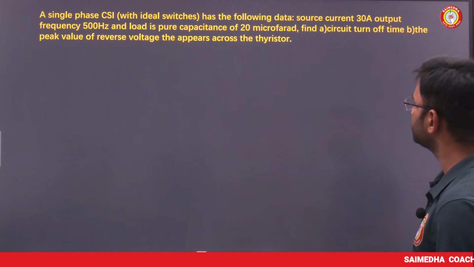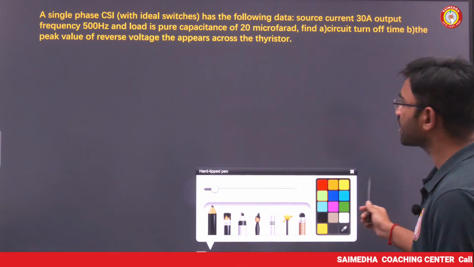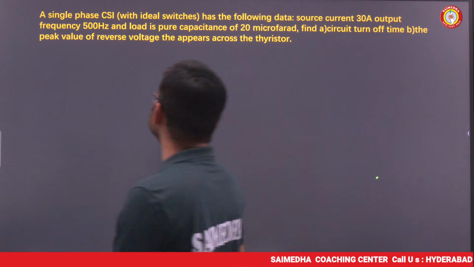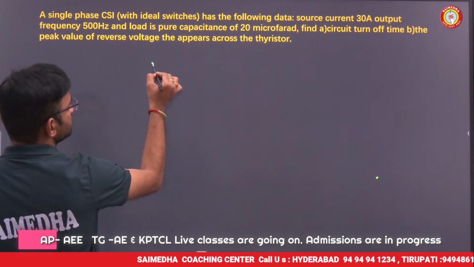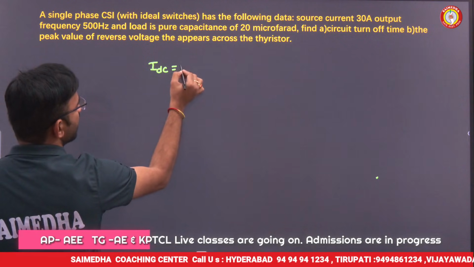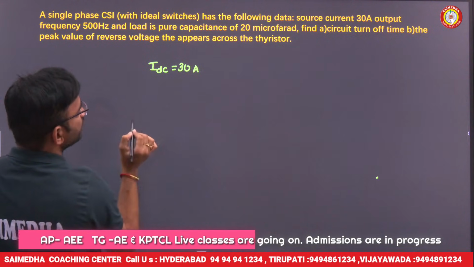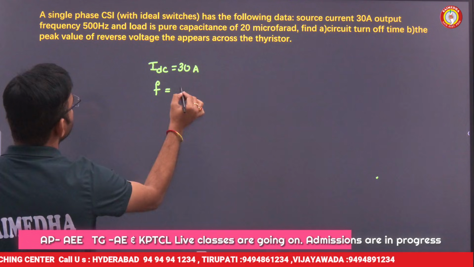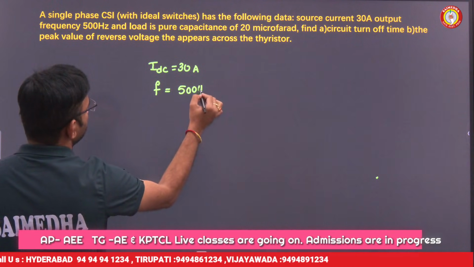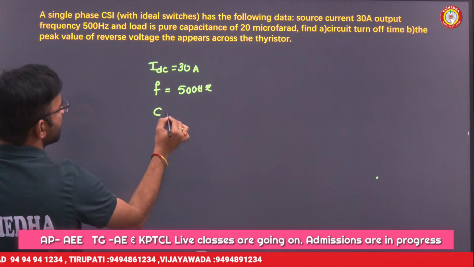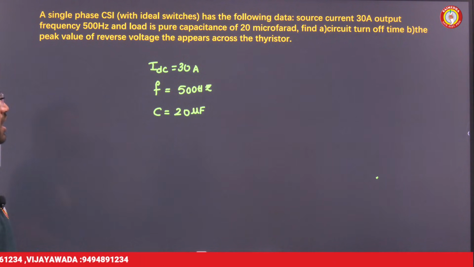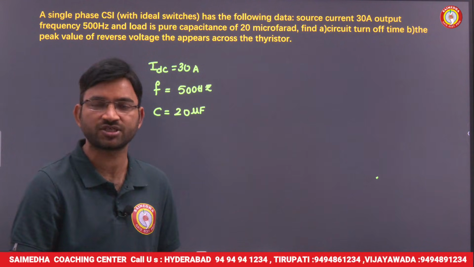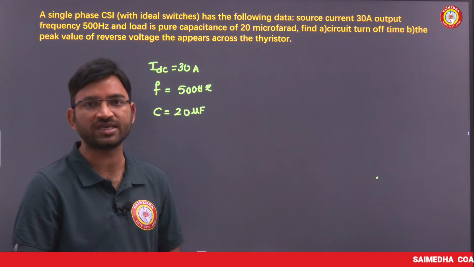Let's try to go through one more question, sir, which is nothing but a current source inverter. A single phase current source inverter has the following data. Source current IDC is given as 30 ampere and frequency is given as 500 Hz. Load is a pure capacitive load, capacitance is 20 microfarad. So find the circuit turn off time. Also find out the peak value of reverse voltage appearing across the thyristor, which is nothing but peak inverse voltage they are asking.